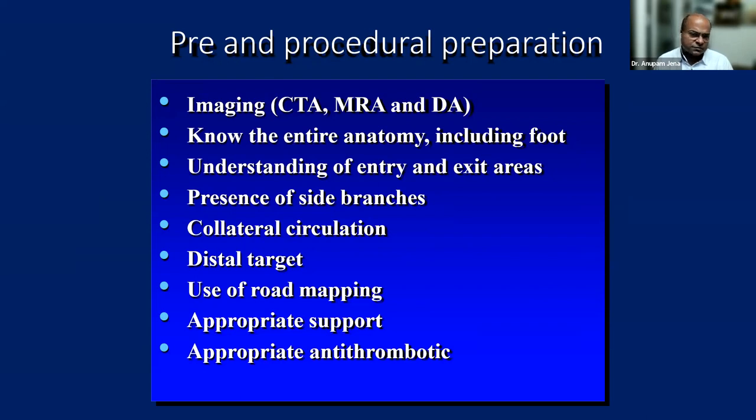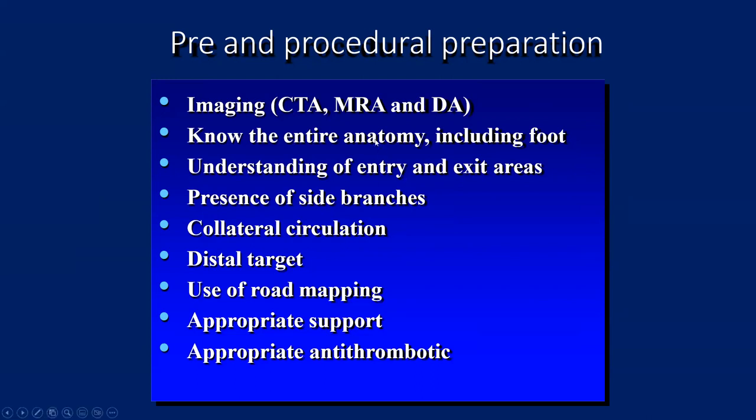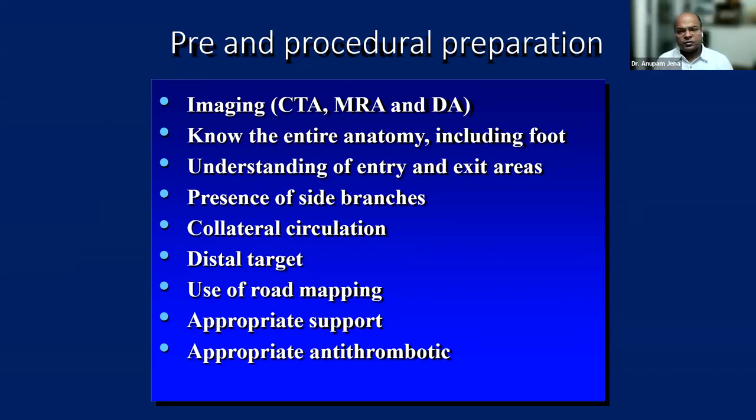MR angio for peripheral vascular disease, I am not very sure. I'll take Rajesh sir's comment later on. First of all, we should try to understand the entire anatomy, including the foot anatomy. Because when we are talking about below the knee intervention, then we are also talking about the ankle and below the ankle. Many of these non-healing ulcers, the gangrene, are in the foot actually. And if we can limit the extent of amputation, that will be of great help to the patient. If we can convert a below the knee amputation to just a midfoot amputation, that will be greatly beneficial to the patient. So understanding of the entry and exit sites is very important.